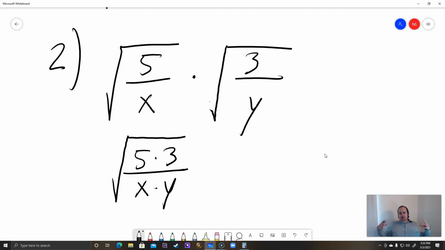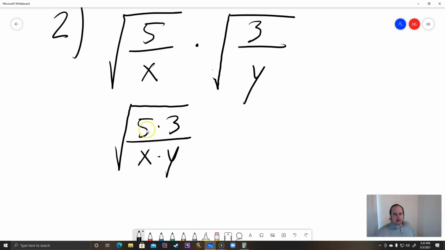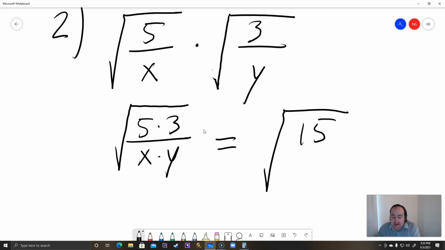All I did there was take the multiplication on the outside and combine it into multiplication on the inside, and then multiplying fractions, we do that straight across. So I multiply on the top and I multiply on the bottom. Then we know that 5 times 3 is 15. So on the top we have 15, and on the bottom x times y is xy. So we actually have the square root of 15 over xy, and that's our answer. The square root of 15 over xy.